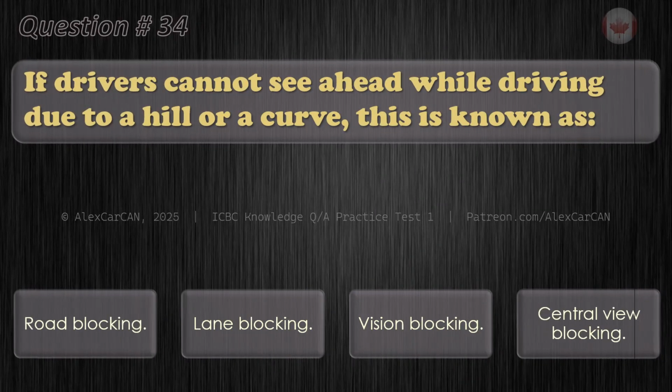Question number 34. If drivers cannot see ahead while driving due to a hill or a curve, this is known as road blocking, lane blocking, vision blocking, central view blocking.